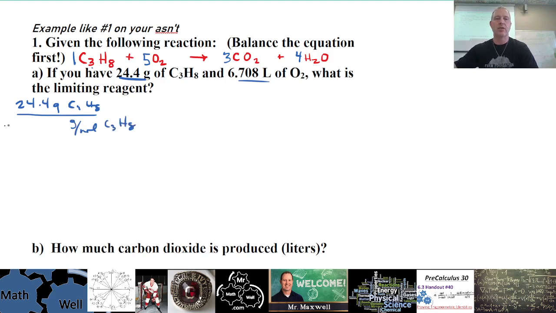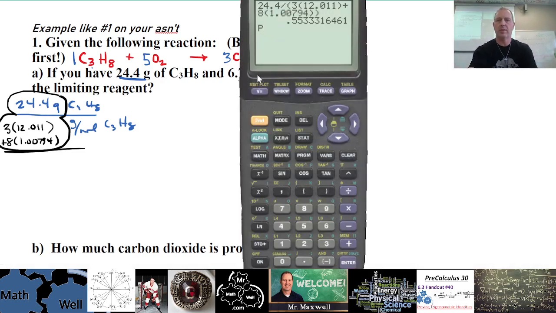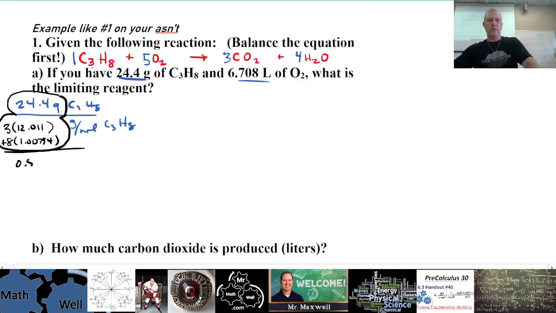Easy. I take 3 carbons, that's 3 times the mass of carbon that you would find on the periodic table, and you add that to 8 times the mass of hydrogen, 1.008, that you would find on the table. So we add that up and we do this division. So I'm going to do 24.4 divided by this sum right there. Let's take a moment and just do that on our calculator. All right, so you see that we have 0.55333 moles. And that's going to be of C3H8.